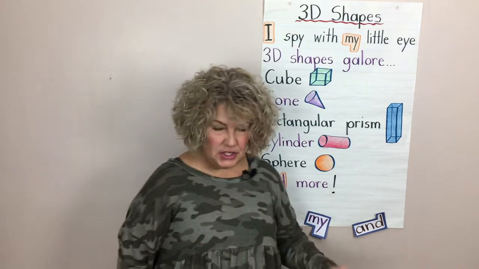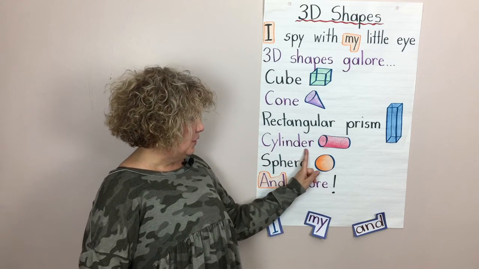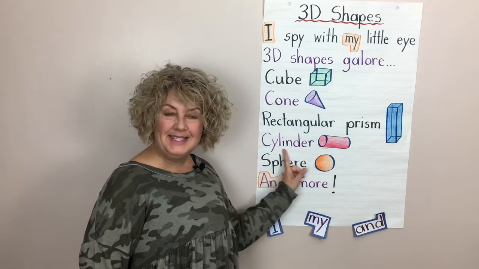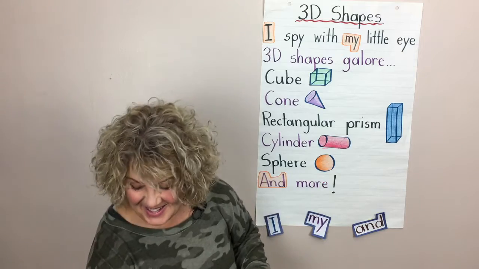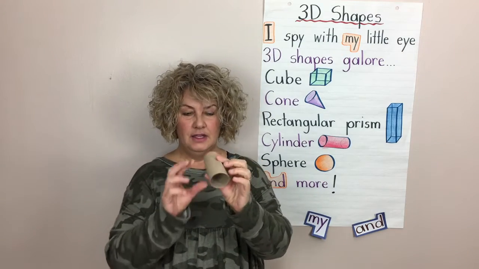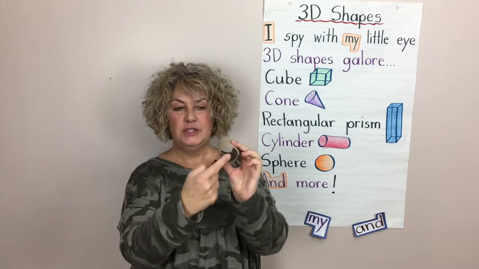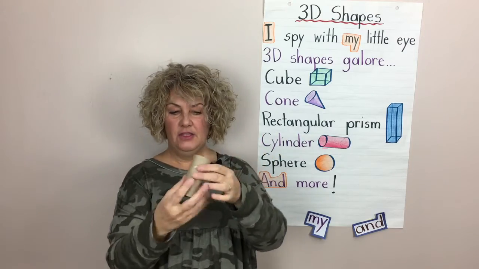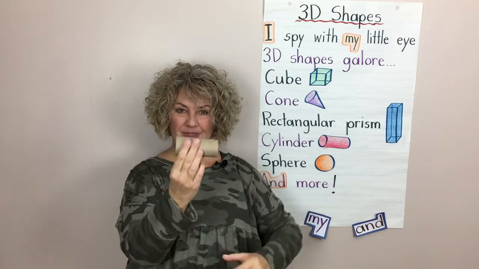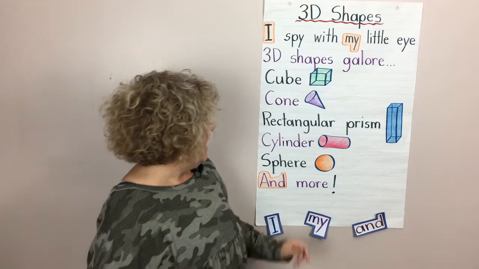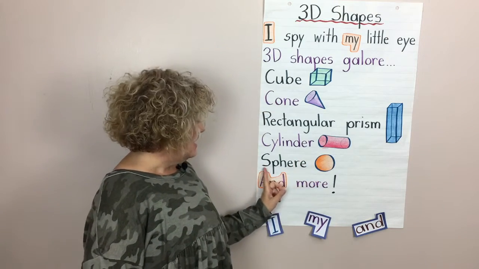The next 3D shape in the poem is called a cylinder. This is a cylinder. Would you please say cylinder? All right. And this is an example of a cylinder. It's a toilet paper tube. There's a circle on each end and then it's joined together so it pops up. Cylinder.